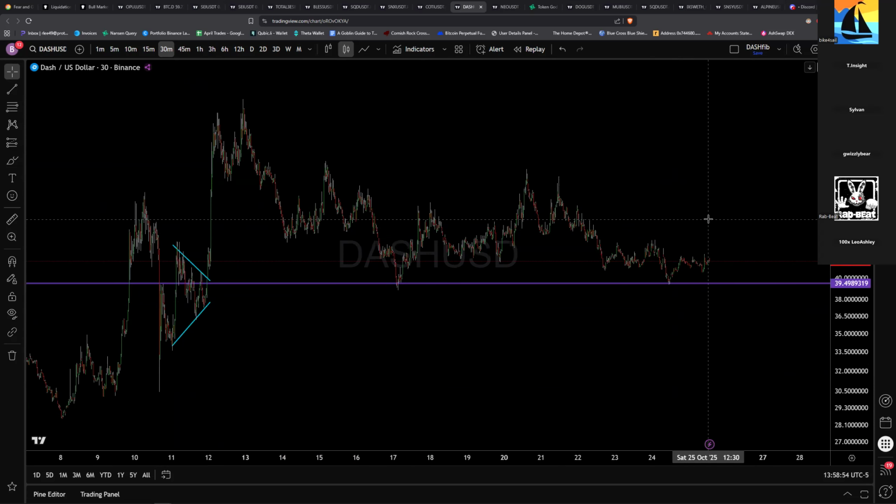Your invalidation would be if it closed a 3-hour candle below $39 or something like that. Either that's invalidation or it's just a quick dip under. Sometimes there's a final flush before a move up. But we can take a look at that if it does happen. Just let me know, and I'll take a look at it for you.